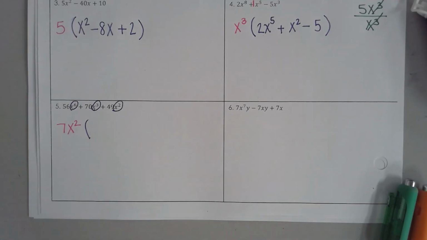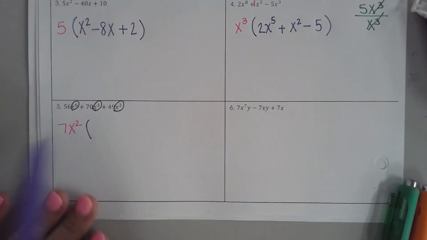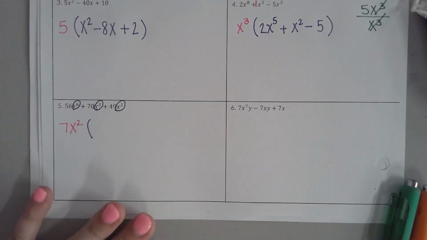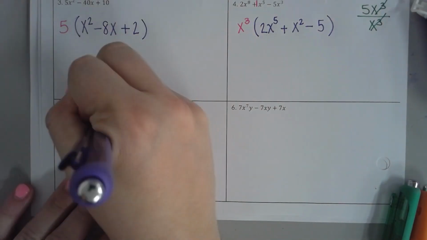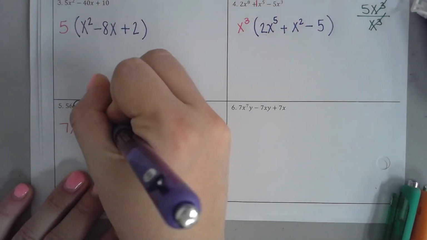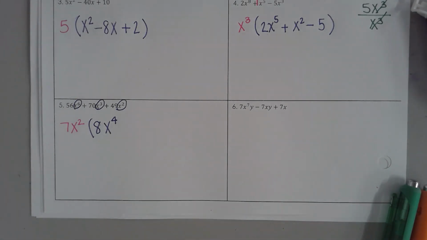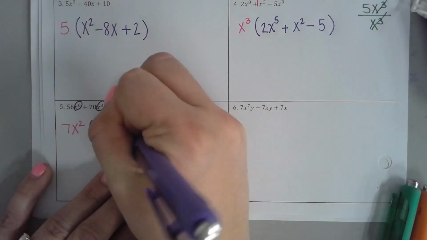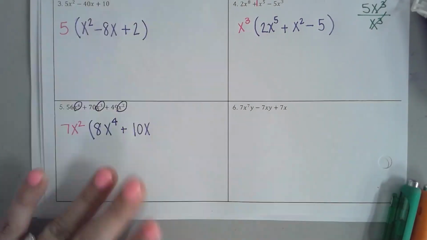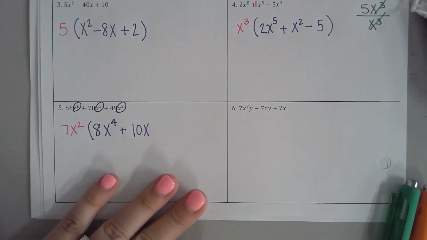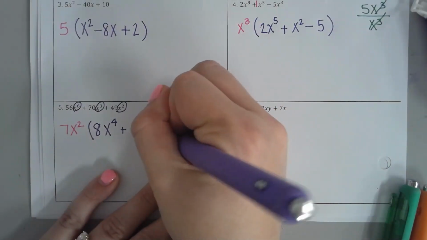56 divided by 7 is 8. And it still has x to the 4th. Kaylee started with her $6 and I took 2 of them. She still had the x to the 4th. Plus 10x plus 7.